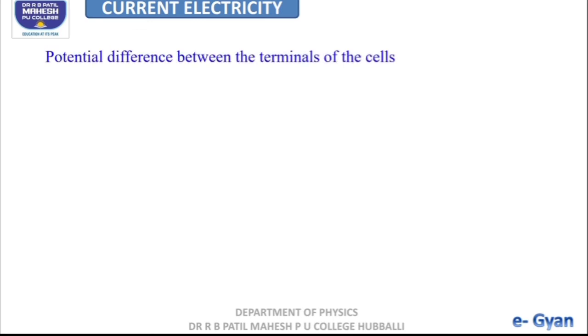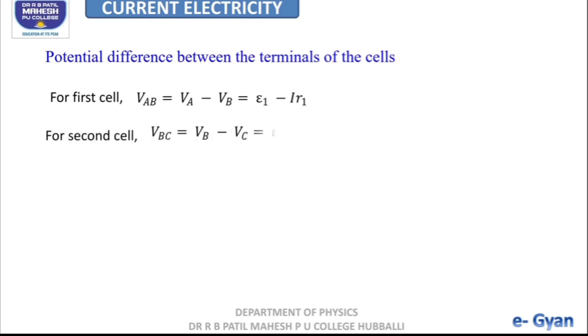Potential difference between the terminals of the cells. For the first cell, the potential difference between the terminals is given by VAB equal to VA minus VB, that is equal to E1 minus I into R1. For the second cell, VBC is equal to VB minus VC, that is equal to E2 minus I into R2. These two equations we got from V equal to E minus I into R.